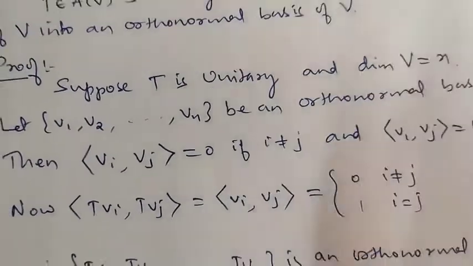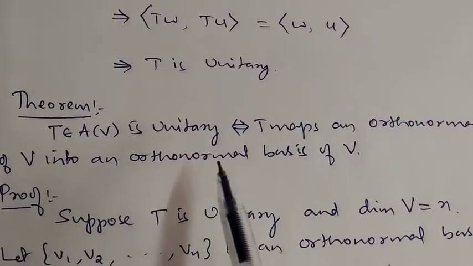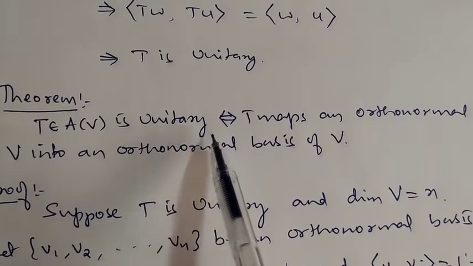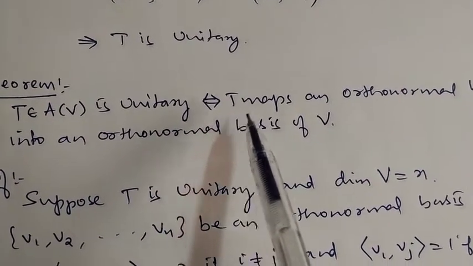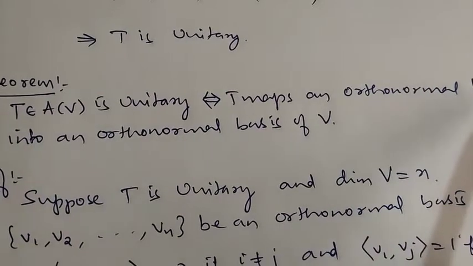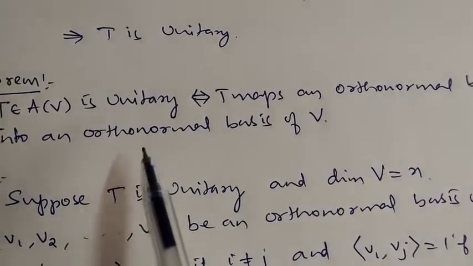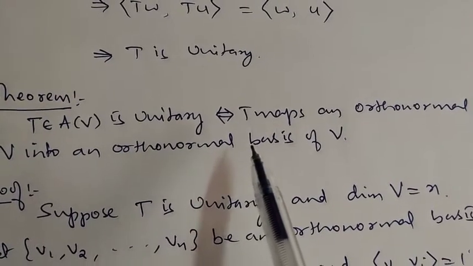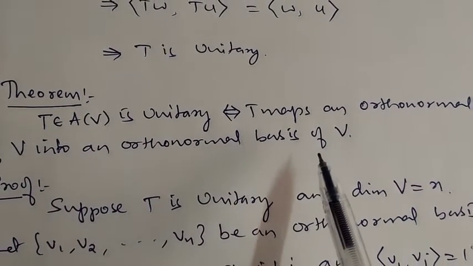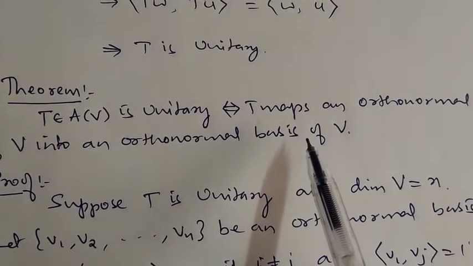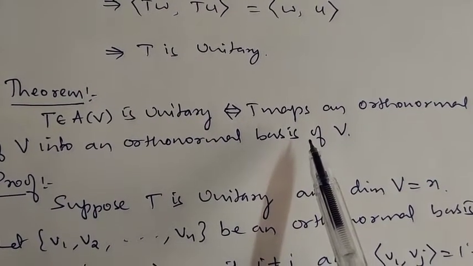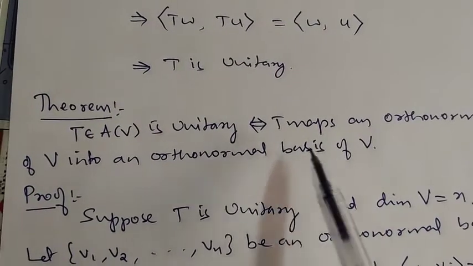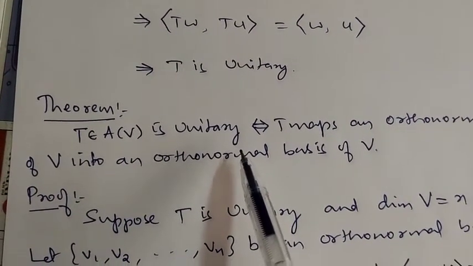Next, suppose T is unitary. Then it happens if and only if T maps an orthonormal basis of V into an orthonormal basis of V. Means the unitary transformation maps orthonormal basis into orthonormal basis, or in other words, if a transformation maps orthonormal basis into orthonormal basis, then it becomes a unitary transformation.